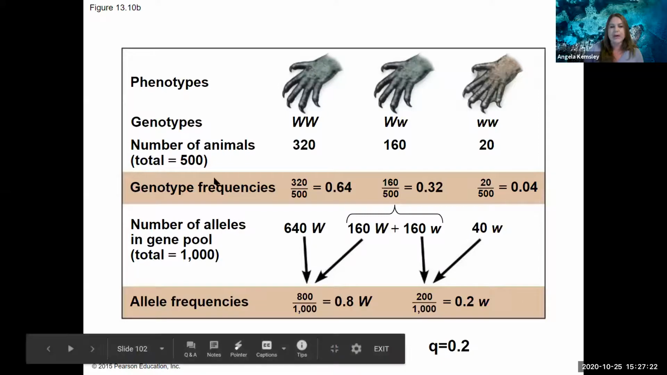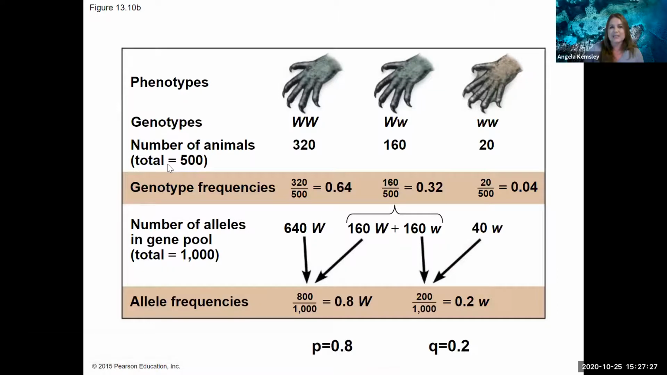Remember, if we have 500 total individuals, that means we're looking at 1,000 alleles, because each individual should have two alleles. They get either a big W or a little w, but each one is going to have two alleles.